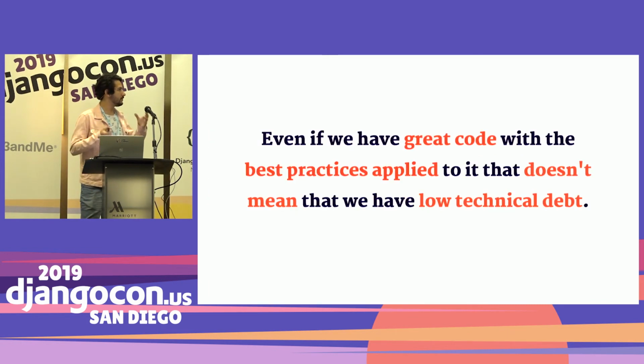So if we explain his concept, we can see something like that. And the definition of the debt metaphor: even if we have a great code with the best practices applied, that doesn't mean that we have a low technical debt. What he's saying is that technical debt is not a technical thing. If the code isn't aligned, if you do your code with less decoupled classes and design patterns and everything, that doesn't mean that your code doesn't have technical debt.